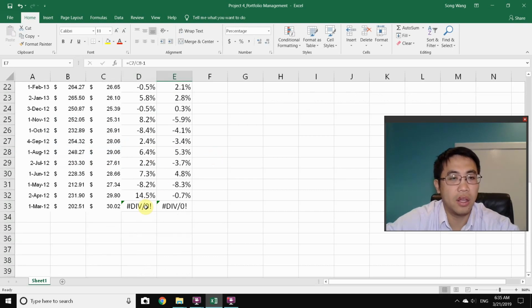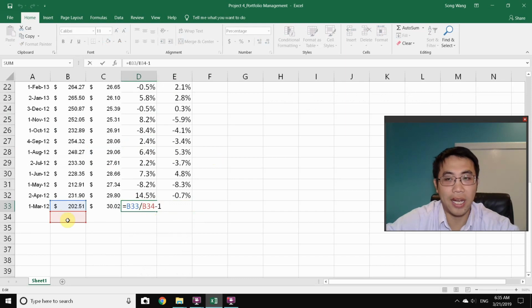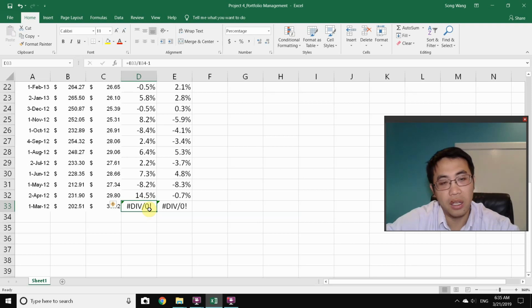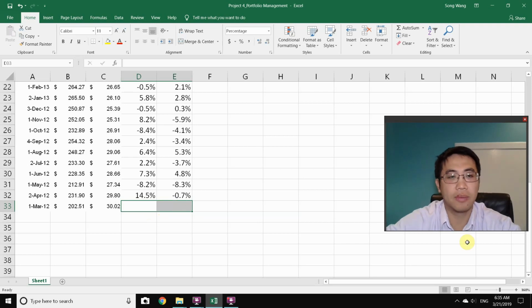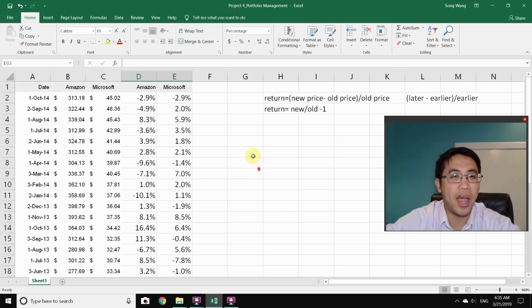The only thing that would raise a suspicion is why do you have this invalid output? The reason is if you drag it down to the very last row, you are using the data right here in this cell. That basically is a 0. If you divide anything by 0, you're going to get an invalid output. So all we need to do here is just delete them. So now you have the returns for both stocks.